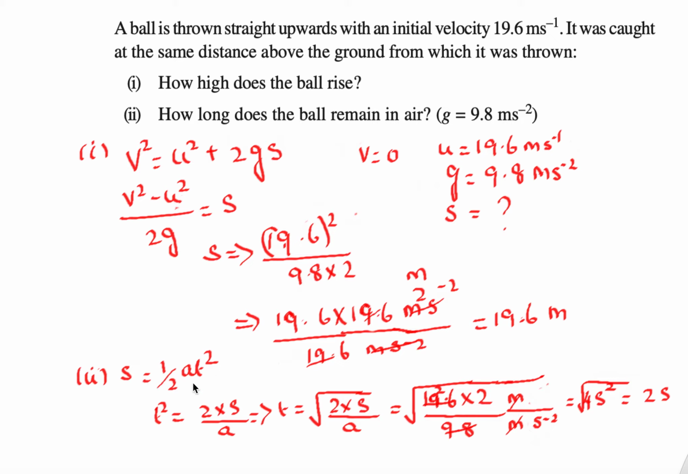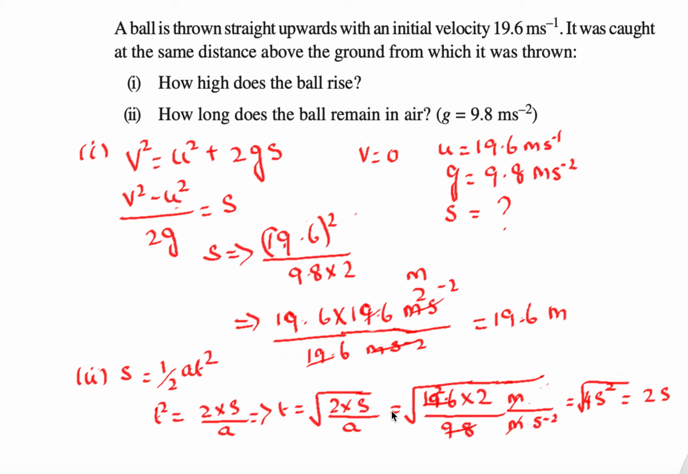So T square is equal to, this 2 will go as a multiplication here, so we will get 2 into S. This a, which is in multiplication here, will come as a division here. So T square is equal to 2 into S by a, which implies T is equal to square root of 2 into S by a. When we have a square on one side and want to find the value of the variable, we have to take the square root on both sides. So T is equal to root of 2 into S by a.